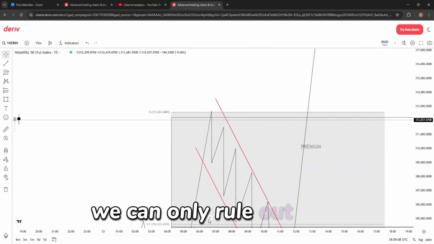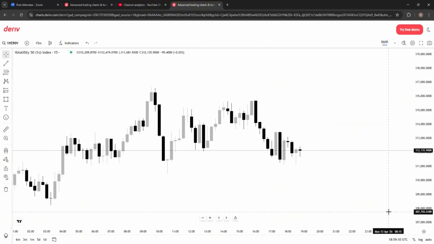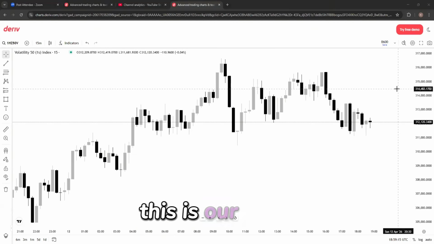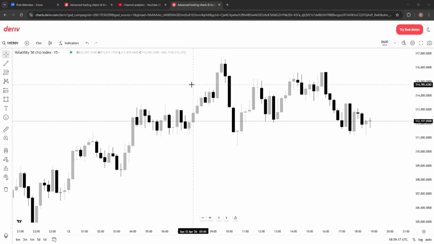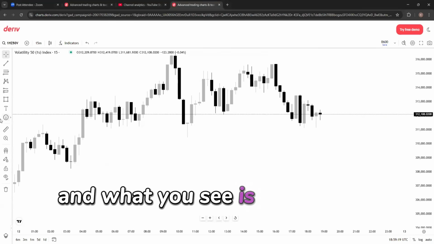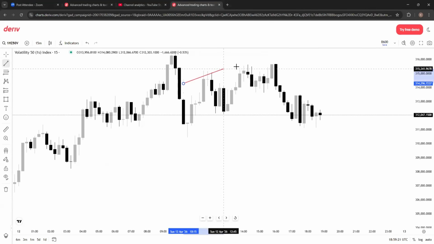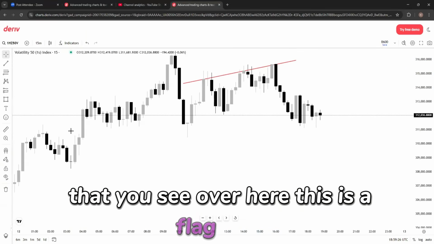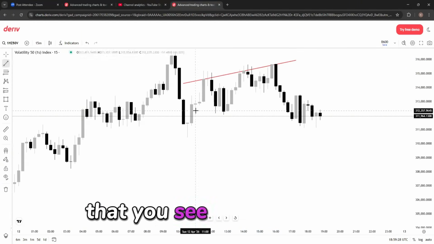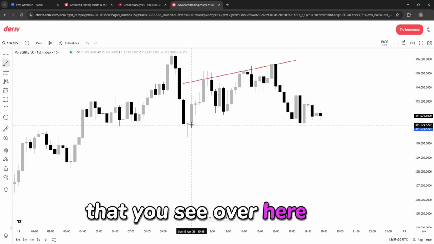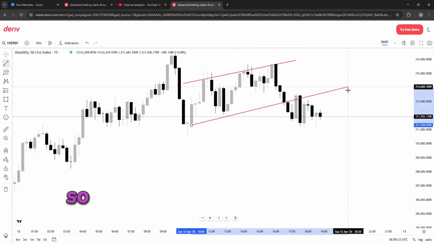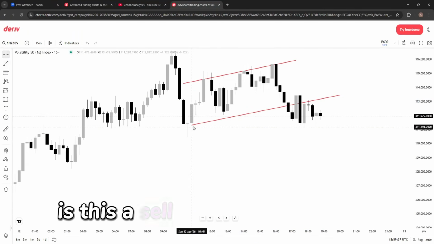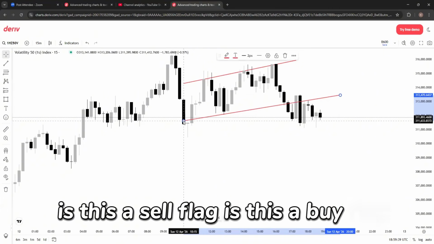We can only rule out a flag. I think we can see where the market is right now. This is our V51S. And what you see is, this is a flag, right? That you see over here. This is a flag, right? That you see over here, right? So many people now might get confused. Is this a sell flag? Is this a buy flag?